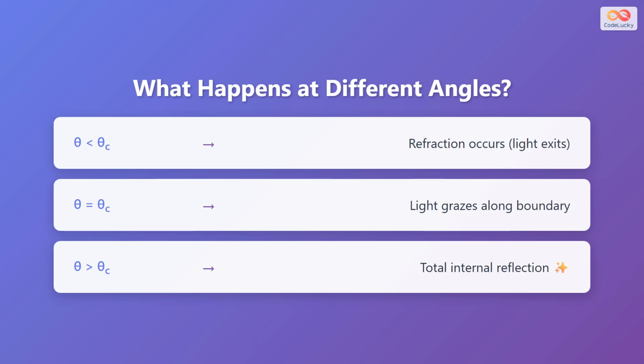Let's understand what happens at different angles of incidence. When θ is less than θc, normal refraction occurs and light exits into the rarer medium. When θ equals θc, the refracted ray grazes along the boundary between the two media. But when θ is greater than θc, total internal reflection occurs, and all the light is reflected back into the denser medium.